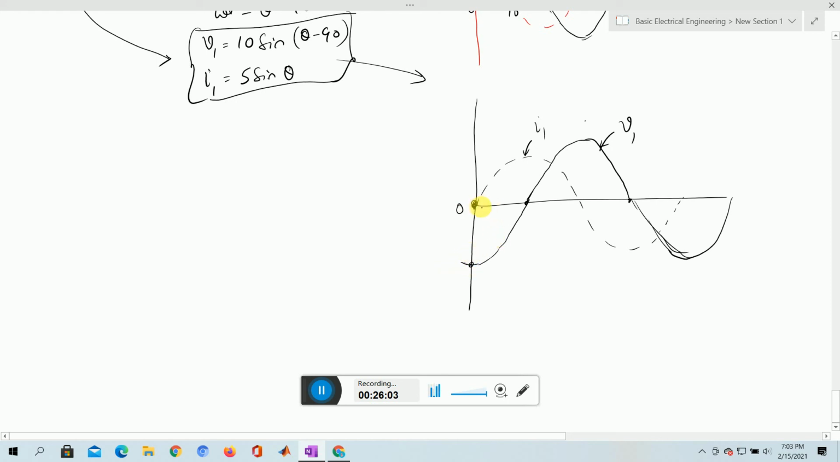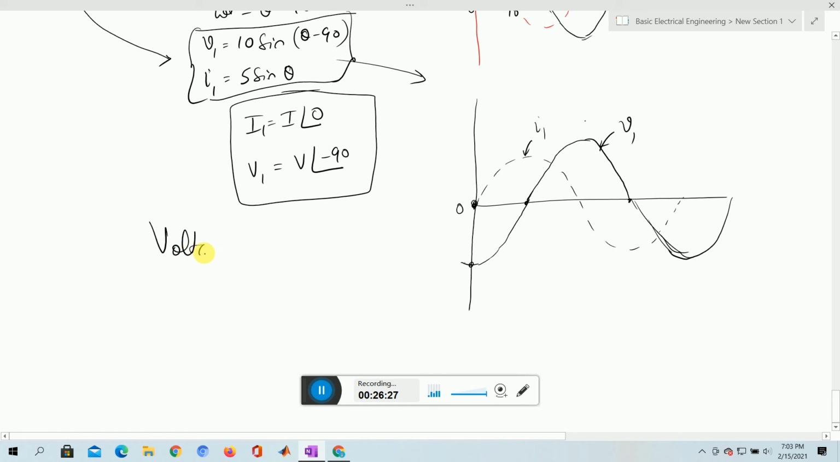So we can also write the current I1 as I angle 0 degree, and V1 as V angle minus 90 degree. Let us say V, because I want to avoid writing 10 by root 2 every time. So this reflects that the voltage is lagging the current. We can write that the voltage is lagging the current by 90 degree.